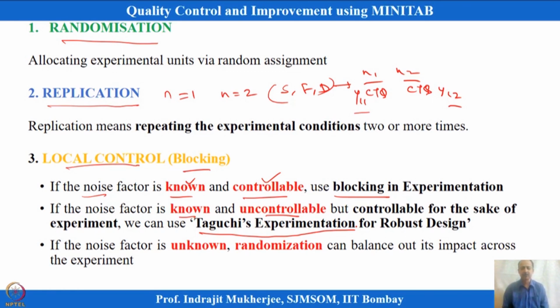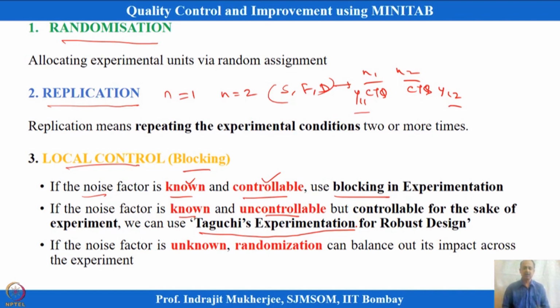Taguchi goes by saying that for the sake of experimentation I can control it. How it is done in Taguchi's method, we will also see. In both scenarios, what we are assuming is that the noise variables, or these uncontrollable variables, are known, and for the sake of experimentation we can control them. There is a classical approach of dealing with this, and Taguchi deals with it in a different way.